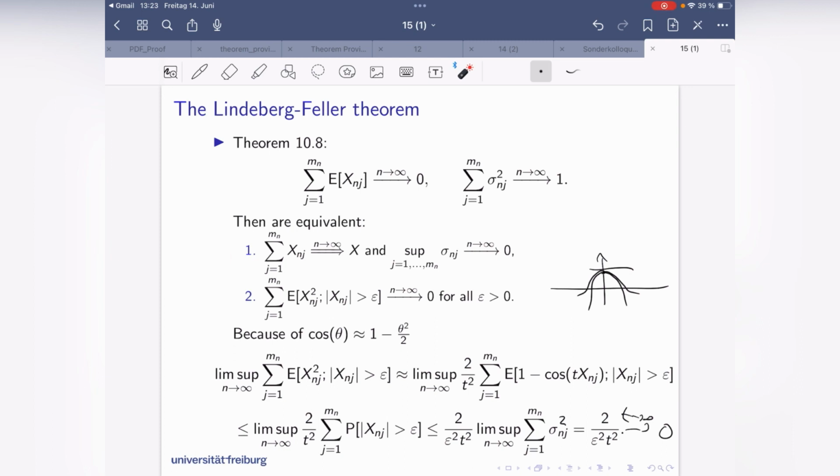Okay, that was it for the central limit theorem. And next time we are doing something similar. We are studying, I think, multidimensional convergence results. See you then.